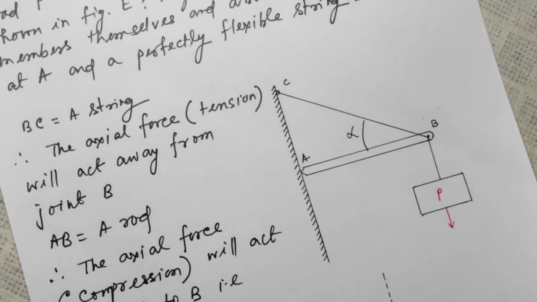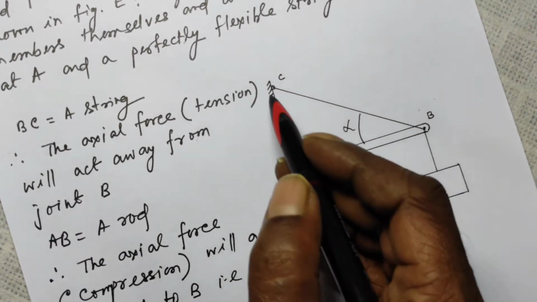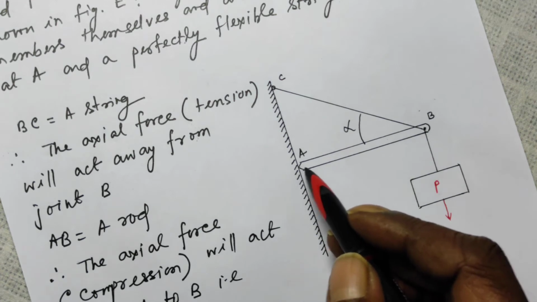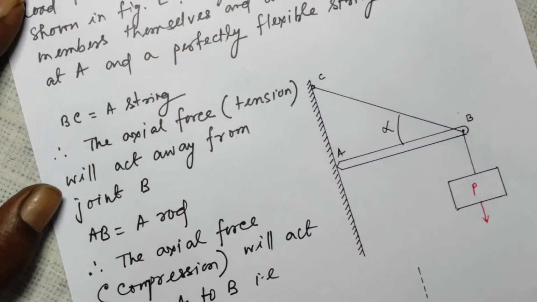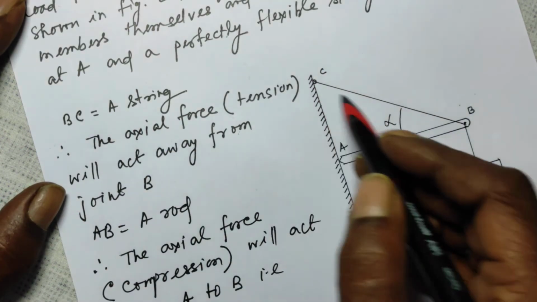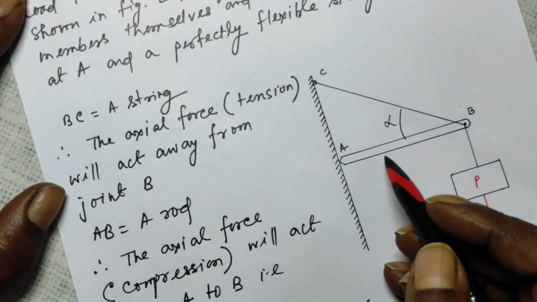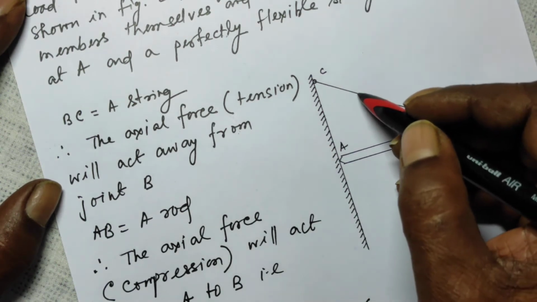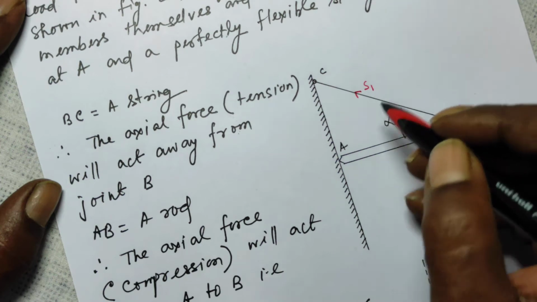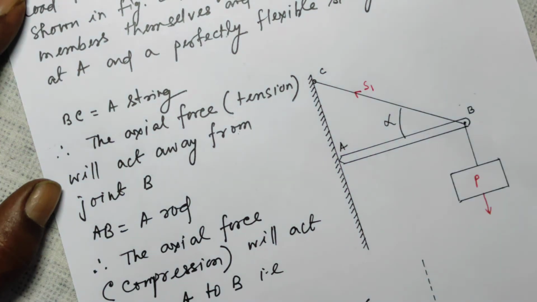It means the string does not have any weight, a massless string, and this connecting rod also doesn't have any weight. So let us begin. BC is a string. Therefore, the axial force, the tension force, will act away from the point B, that is to this side. Let it be S1, which I have shown in a different diagram below. It will act away from the joint B.